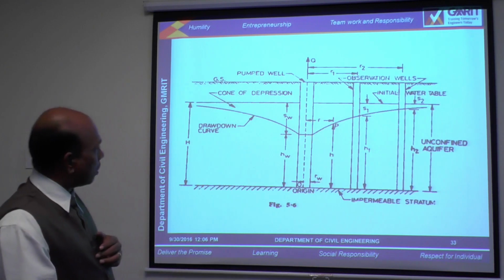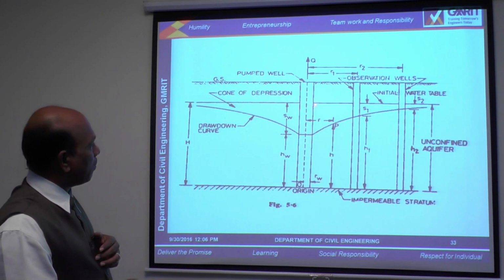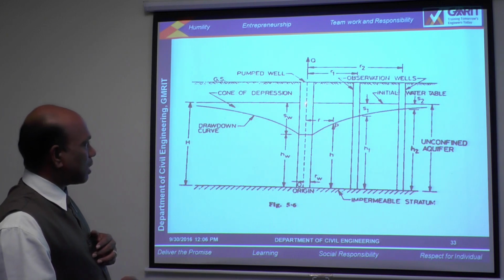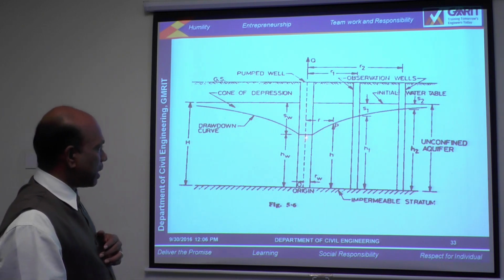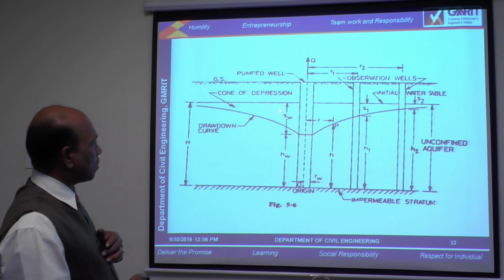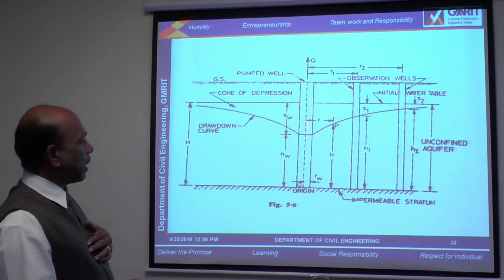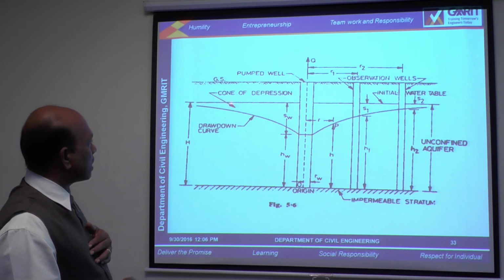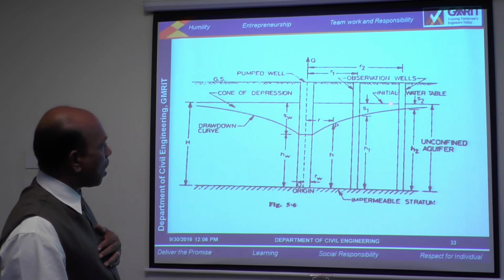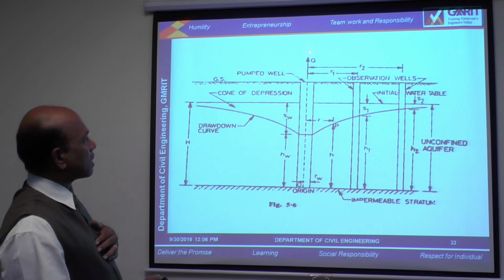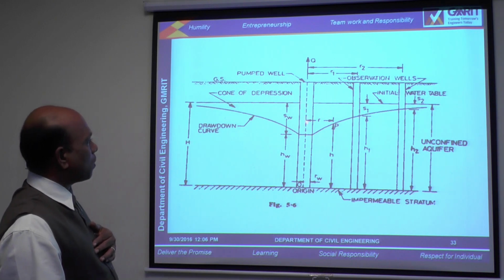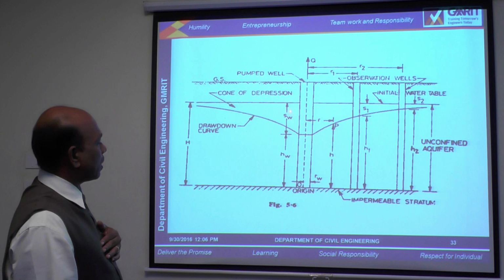As the pumping is continued, initially this is the water level in the well. Once the pumping is started, the water level is drawn down like this, and the radial flow enters the well from both sides. This is one side, this is the other side. This is the groundwater table, which is initially horizontal. After pumping is started, the water drops from this point to this point. This is known as drawdown.